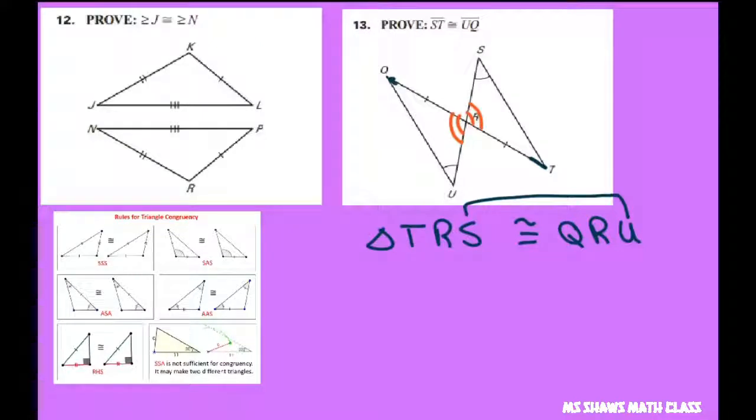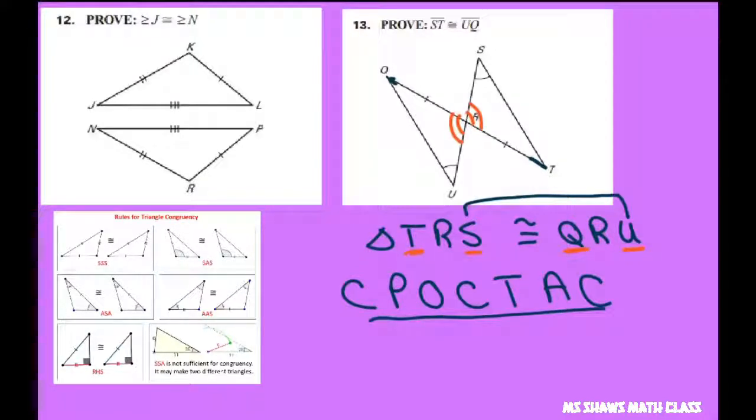So since those are congruent, and that's by your angle side congruency, then I know that by corresponding parts of congruent triangles are congruent. So I can look at this, and to prove ST, let's look at ST. ST is right here. So that which should go with UQ. So that means by your corresponding parts of congruent triangles, ST is congruent to UQ.